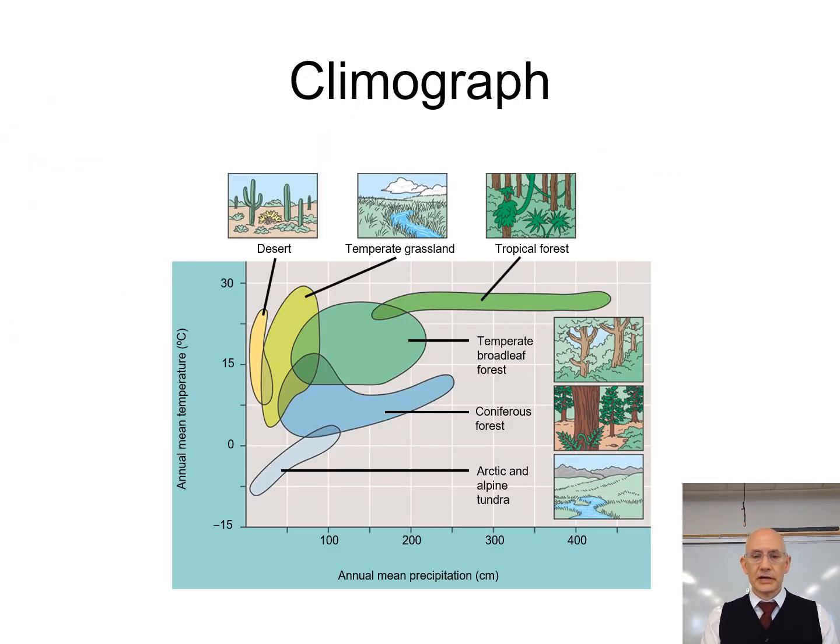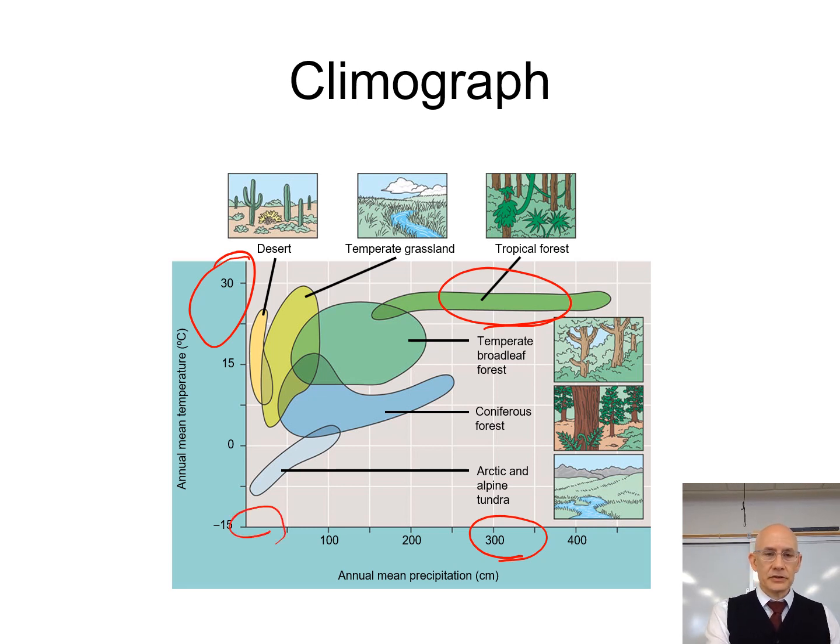So this is a climograph, so we can see lots of precipitation, warm: tropical rainforest. Not a lot of precipitation, warm: desert. That's how a climograph works. And these overlapping areas right here, those are the ecotones where you have that transition between the different types of biomes.